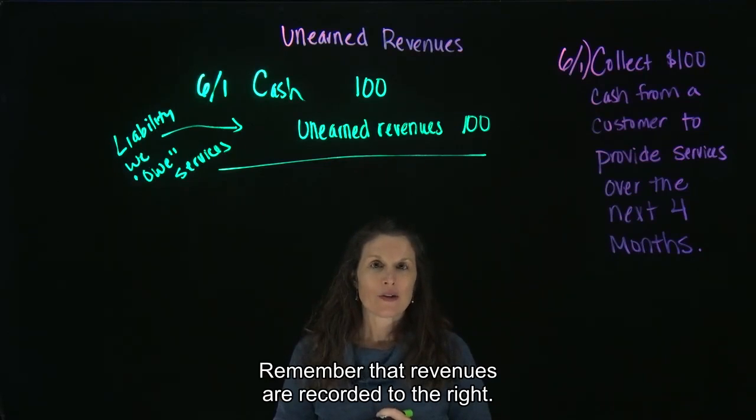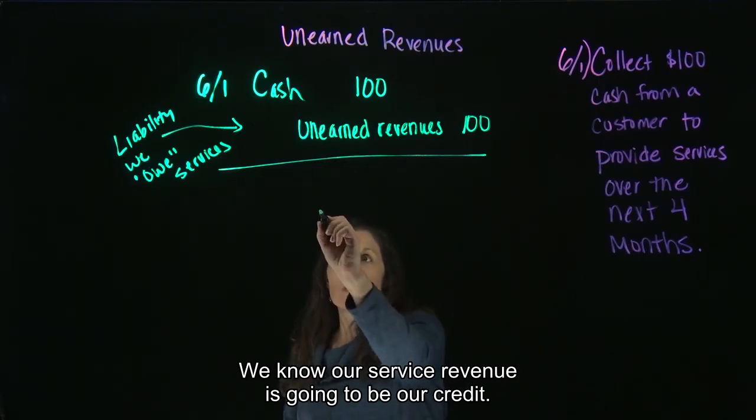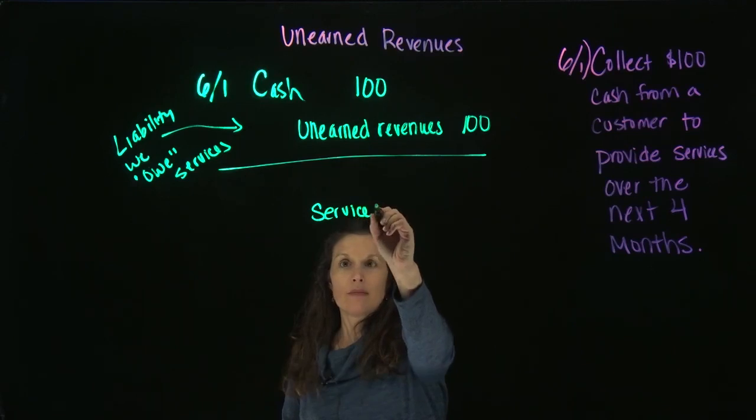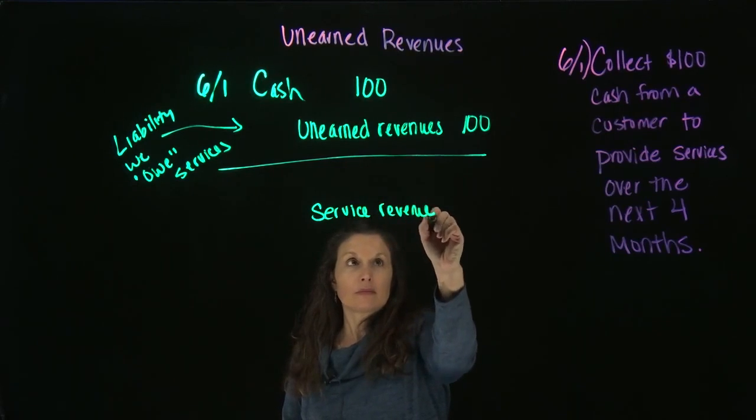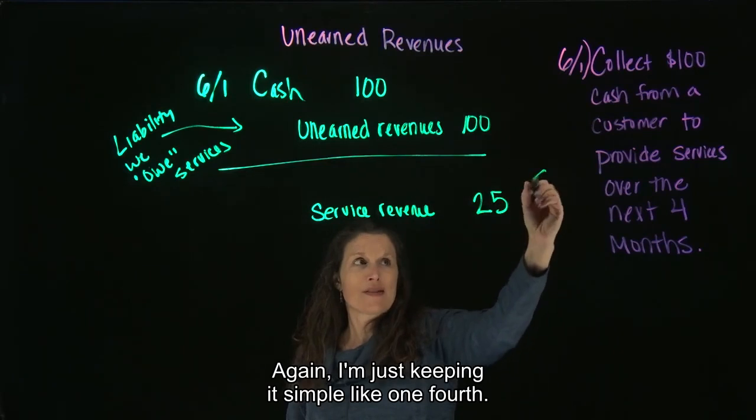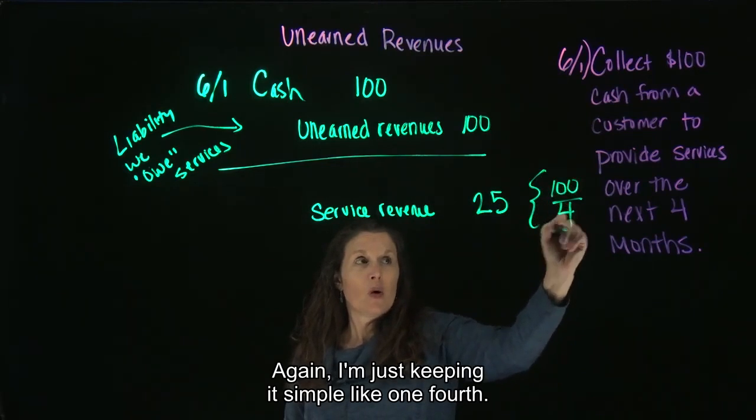So remember that revenues are recorded to the right. So we know our service revenue is going to be our credit. And again, I'm just keeping it simple. It's 1/4.